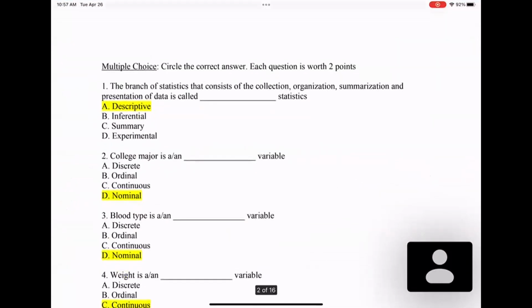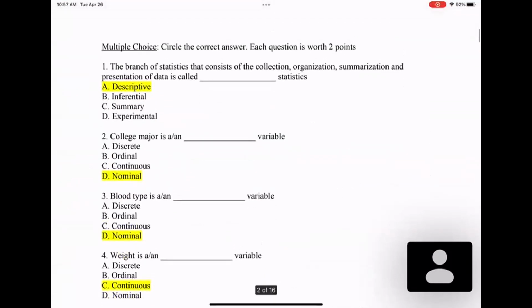Okay, so something like this you could expect. So the first one, the branch of statistics that consists of the collection, organization, summarization, and presentation of data is what? That's just the definition of descriptive statistics. College major. So it asks you to identify what type of variable that is. So college major is just a category and there's no obvious ranking to them. So therefore it is nominal.